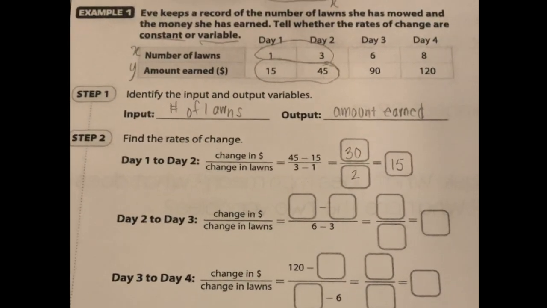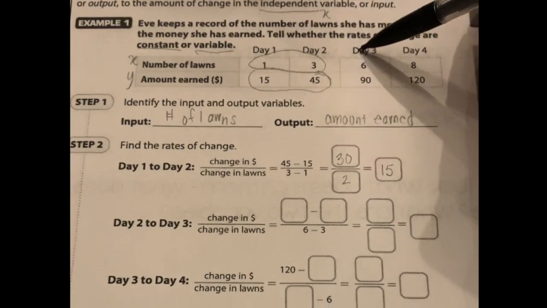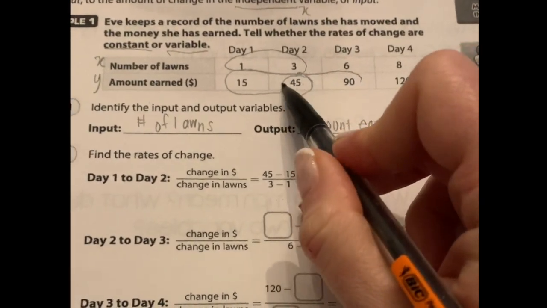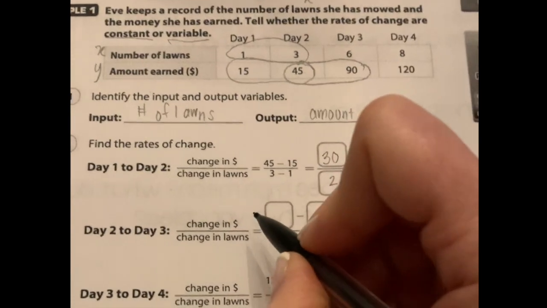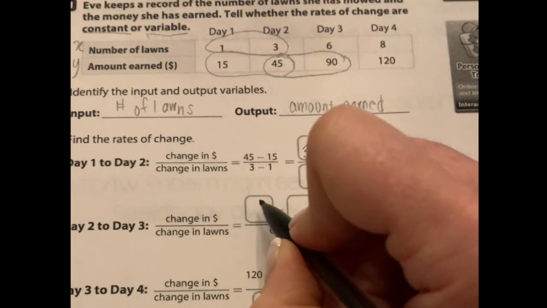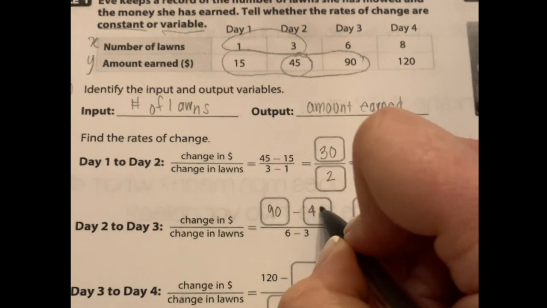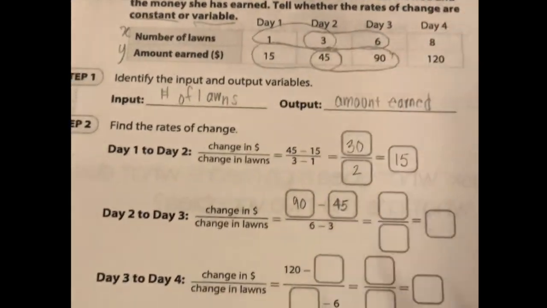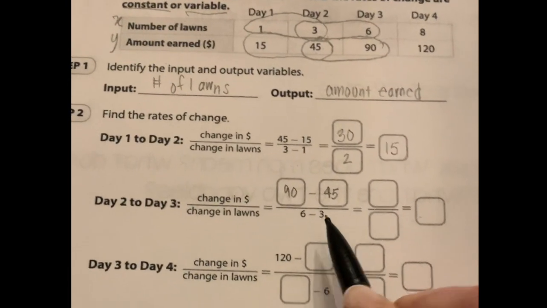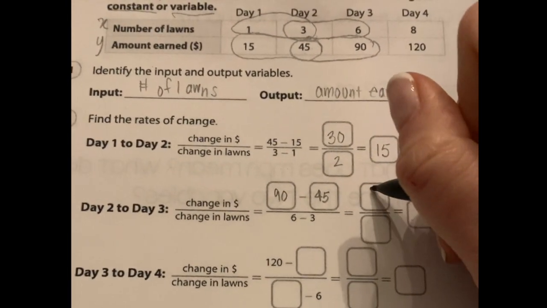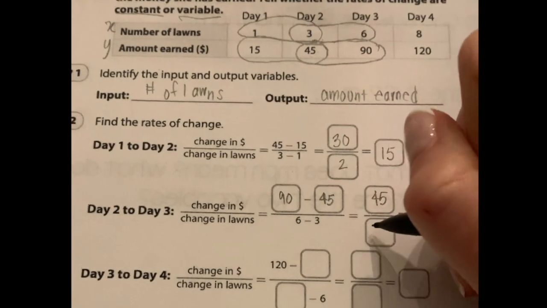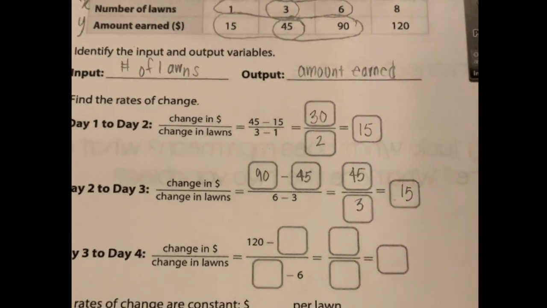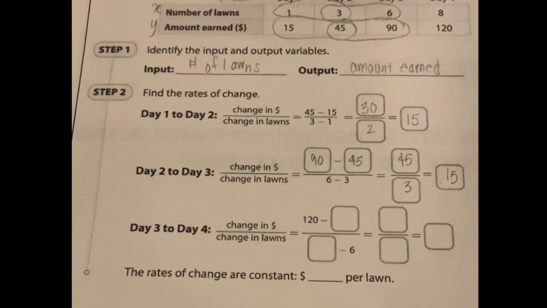Okay? Now we're going to check from day 2 to 3. So now we're going to look at these two values. We're going to do the same thing. We're going to see how much the amount earned changed. So we're going to do 90 minus 45 over the change in the number of lawns, which is 6 minus 3, which is already filled out for us. Okay, and now in this case, we're going to get 45 over 3. When we divide 45 by 3, we get 15. Okay, of course, don't forget you can use your calculators for all of this.